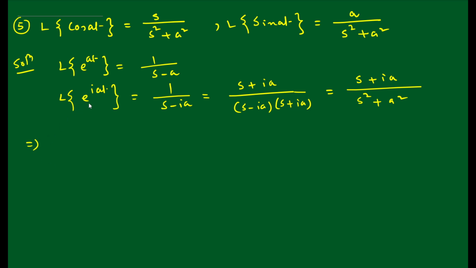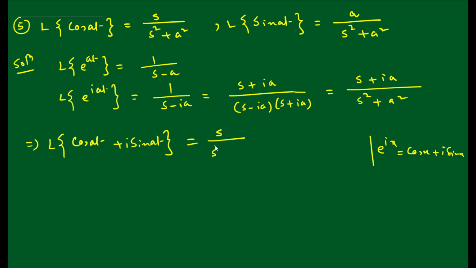Now I think you still remember the formula for e to the power ix. e to the power ix is cos x plus i sin x. So it will be the Laplace transformation of cos at plus i sin at. And on the right hand side, you can separate the real and imaginary parts. One part is s divided by s square plus a square, and then i into a divided by s square plus a square.